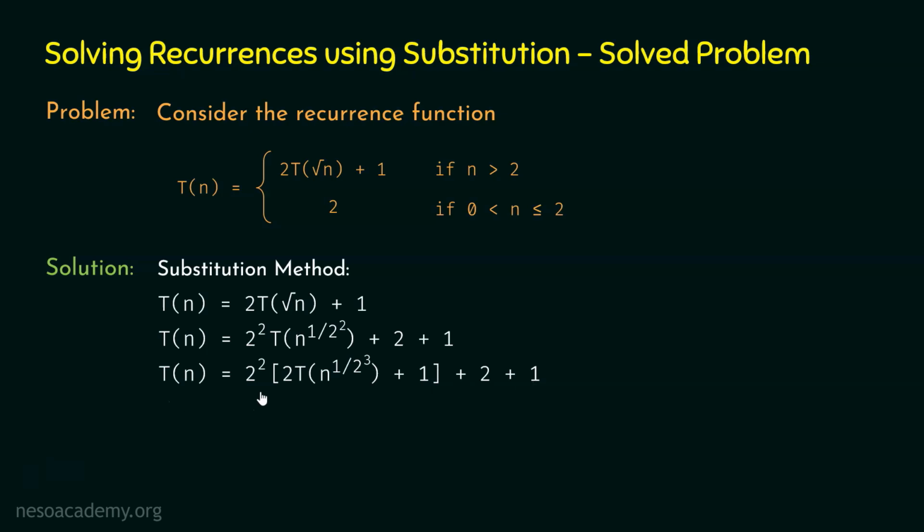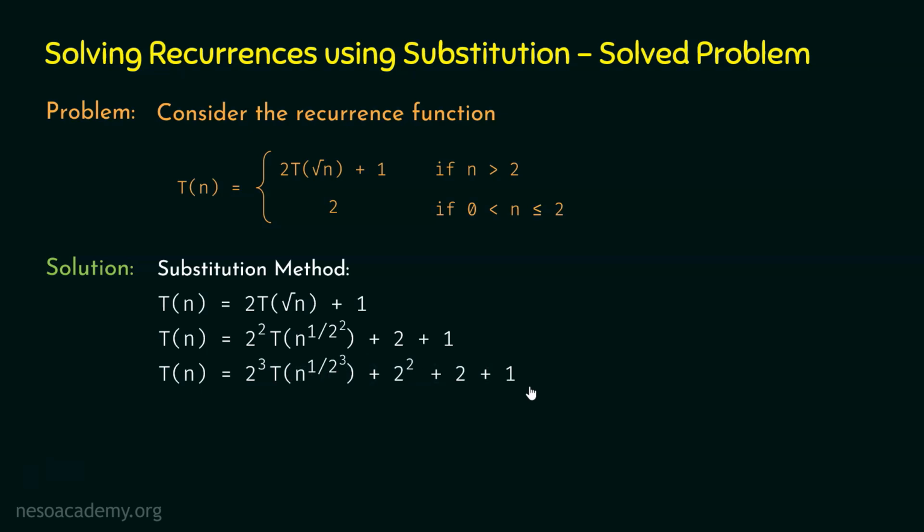Now, in the same way, we can multiply 2^2 by 2. We will get 2^3 here. This is 2^3 times Tn^(1/2^3) plus 2^2, because 1 is going to multiply by 2^2. We will get 2^2 here, then plus 2 plus 1. This is the equation so obtained.